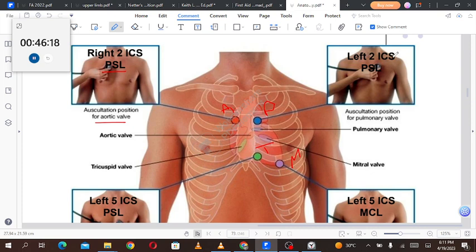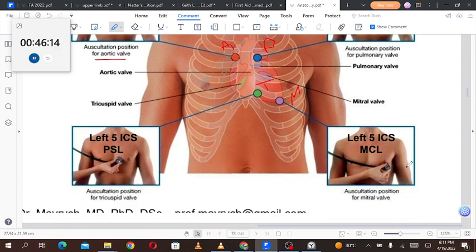The left second intercostal space, parasternal location, is the pulmonary area. Then the left fifth intercostal space in the mid clavicular line, MCL, is the mitral area. And at the left fifth intercostal space in the parasternal location we have the tricuspid area, the auscultation position of the tricuspid valve.